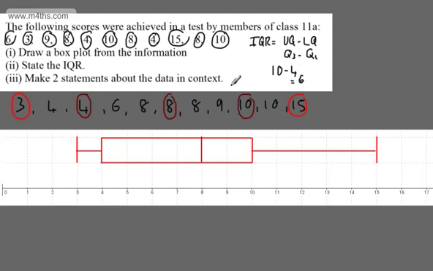Okay, let's make some statements about the data in context. We can say only 25% of students scored 4 or less. Only 50% of students scored 8 or less. 75% of students scored 10 or less. And we can say now that 100% of students scored 15 or less. Minimum mark was 3, the maximum mark was 15. The median mark achieved, or median score achieved in the exam was 8.